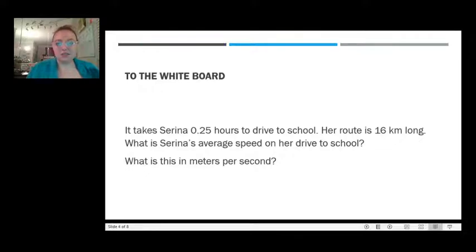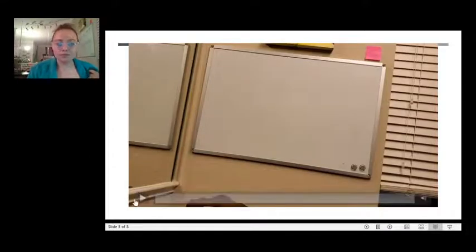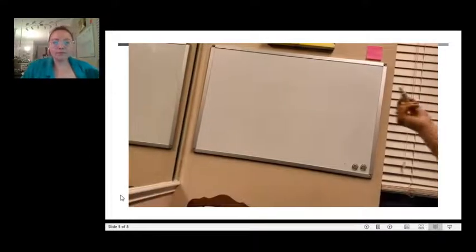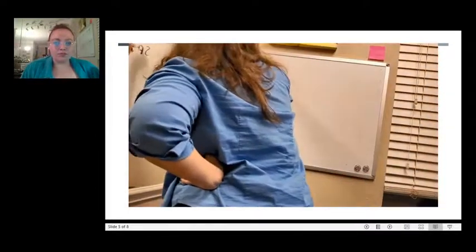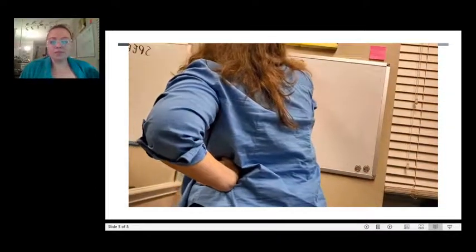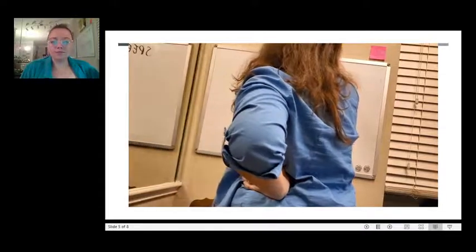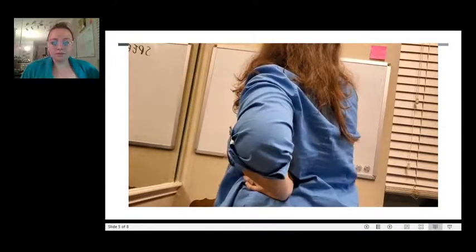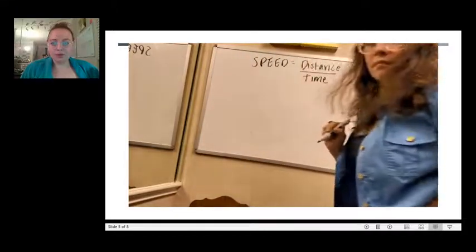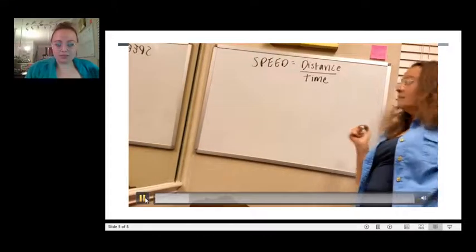Let's say it takes Serena 0.25 hours to drive to school. She has to go 16 kilometers, and we want to know what is her average speed as she drives. And then we'll convert that to meters per second, bringing back that conversion factor we learned a long time ago in chemistry. We'll start off with a formula. We know that speed is distance over time.